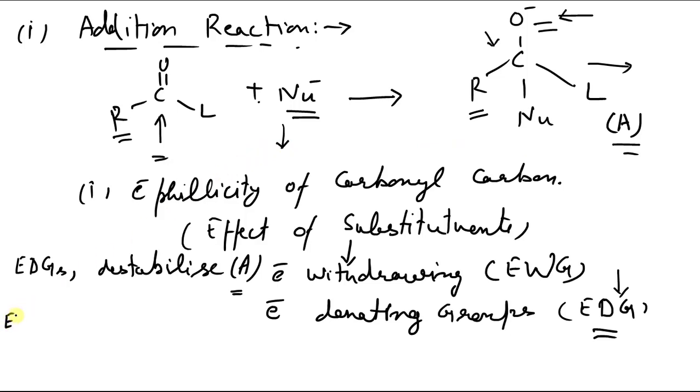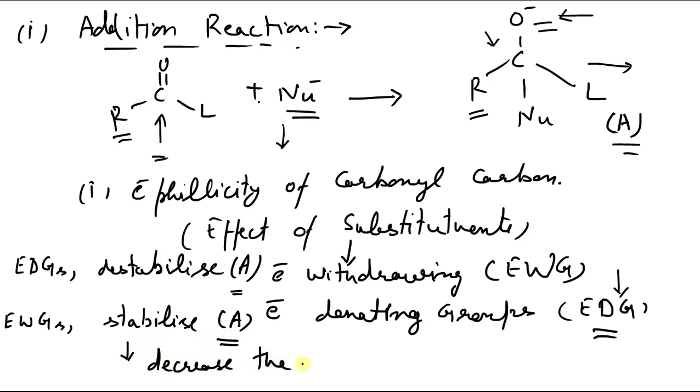On the other hand, electron withdrawing groups stabilize A. How will it be stabilized? Because electron withdrawing groups decrease the negative charge. If they decrease the negative charge, then obviously its energy will be lower and the activation energy will be less. Now let us try to understand it with energy level diagrams.